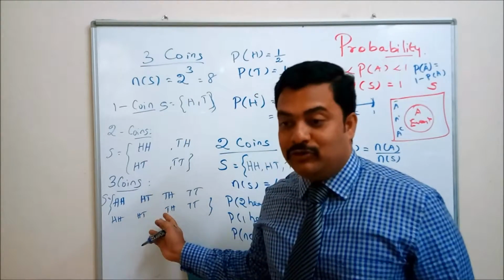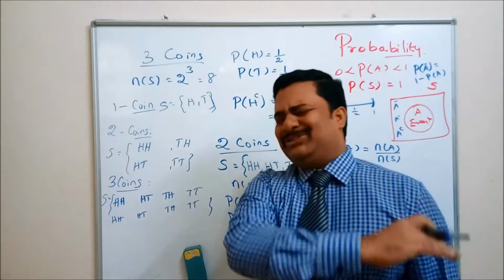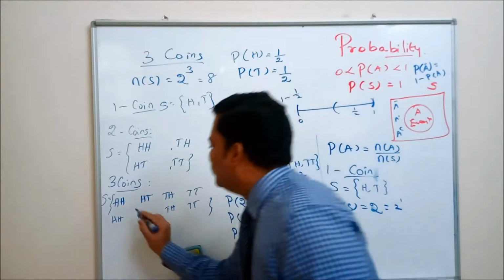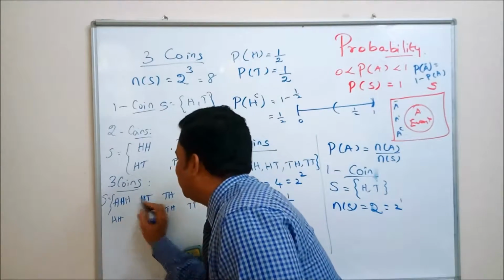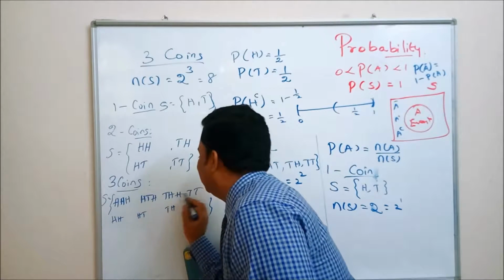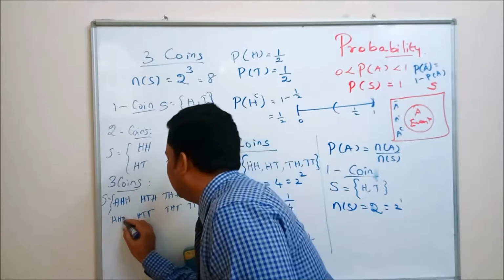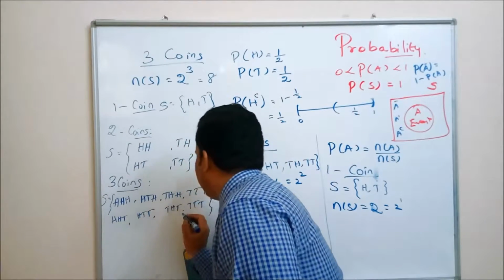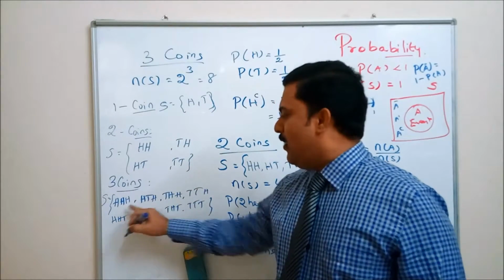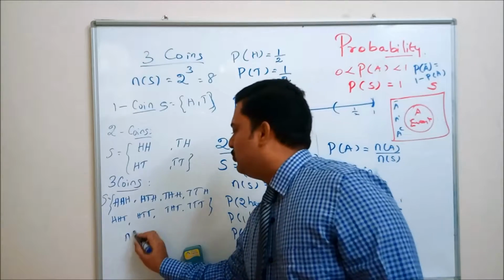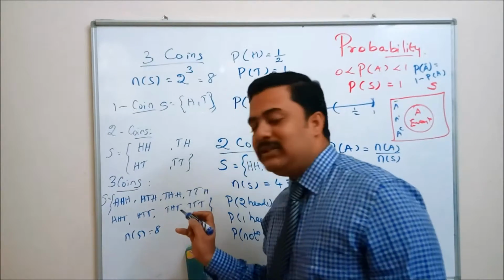So now what we have to do? Correct. Very good. So just join H at the back. And just join T second. Put commas in order to separate. Totally how many we have? 4 and 4. Totally n of S is 8.